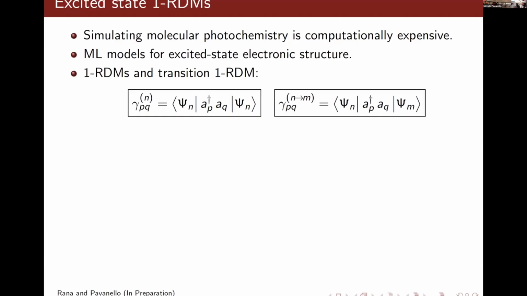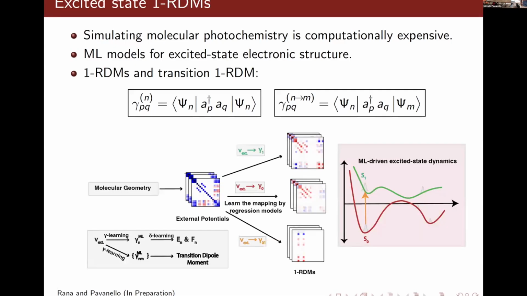To tackle that, we have followed the same protocol here, where we are targeting the excited state electronic structure for our machine learning models. The two additional quantities that you are learning here are the 1 RDM for the excited states and the transition 1 RDM, both of them. And this is how the protocol looks.